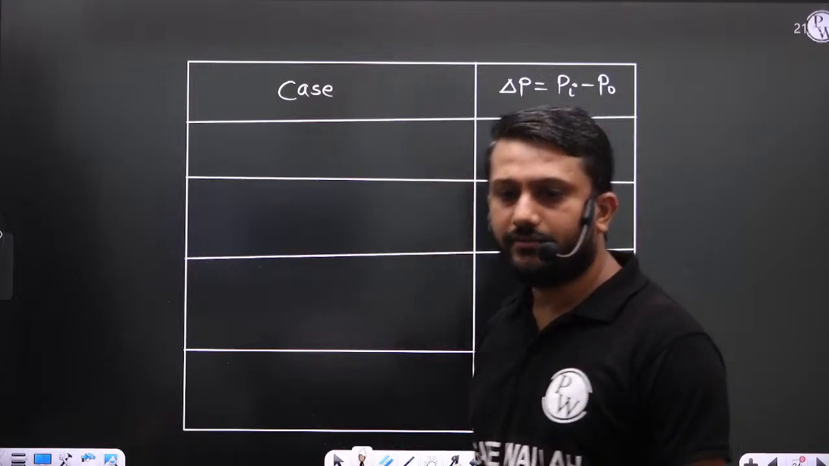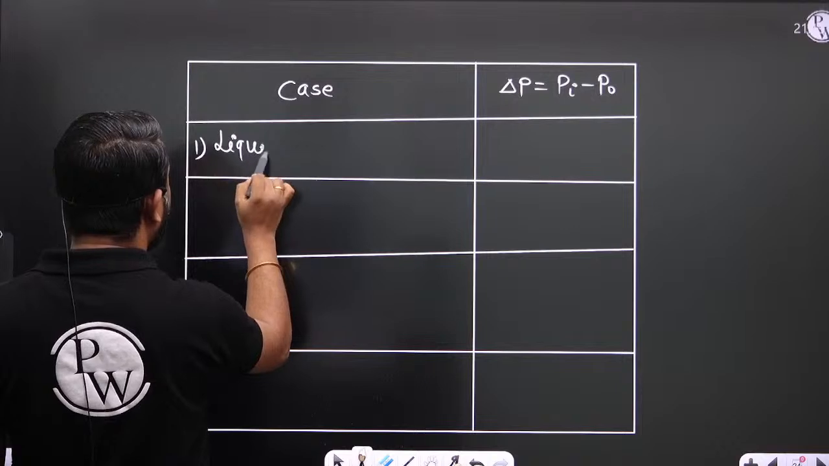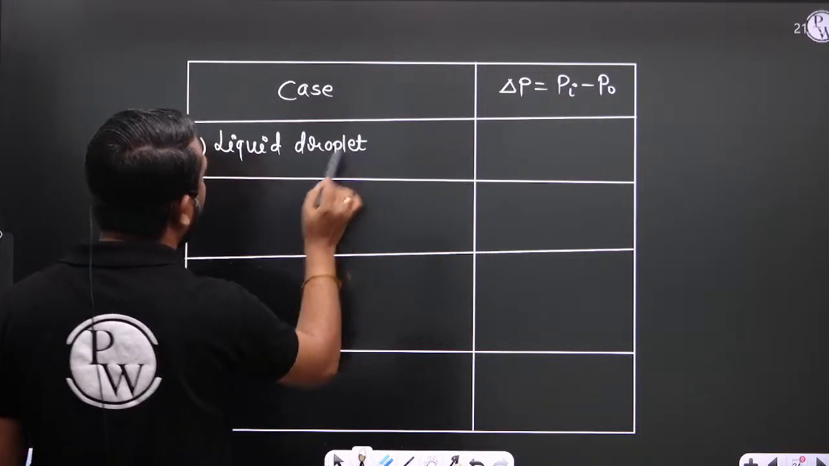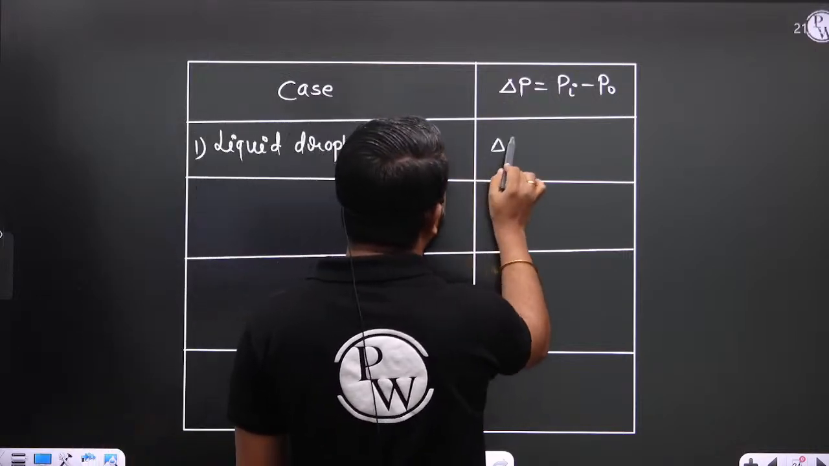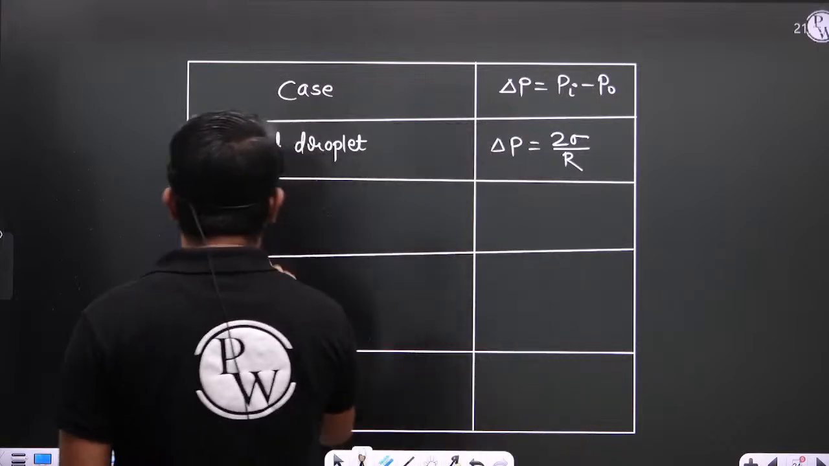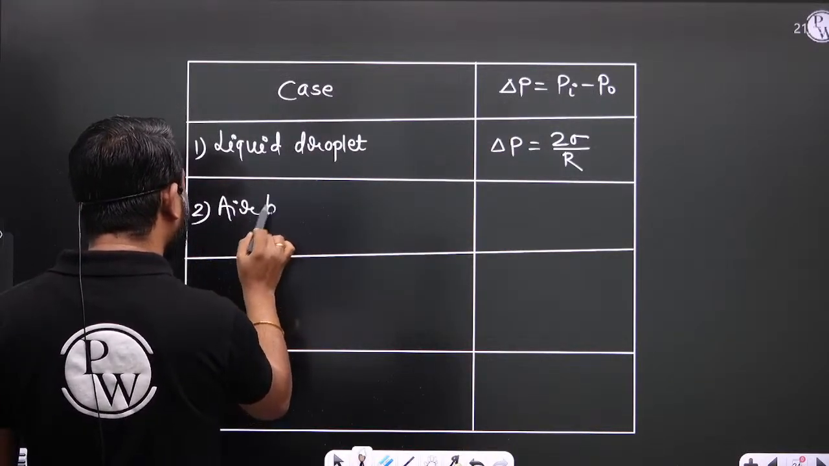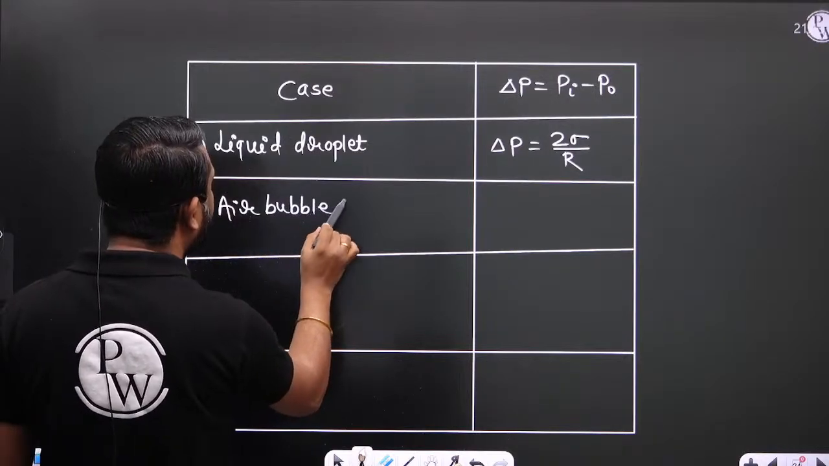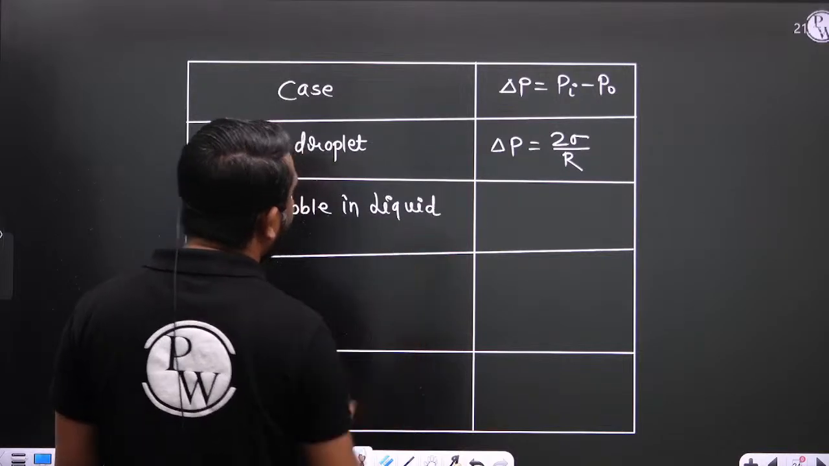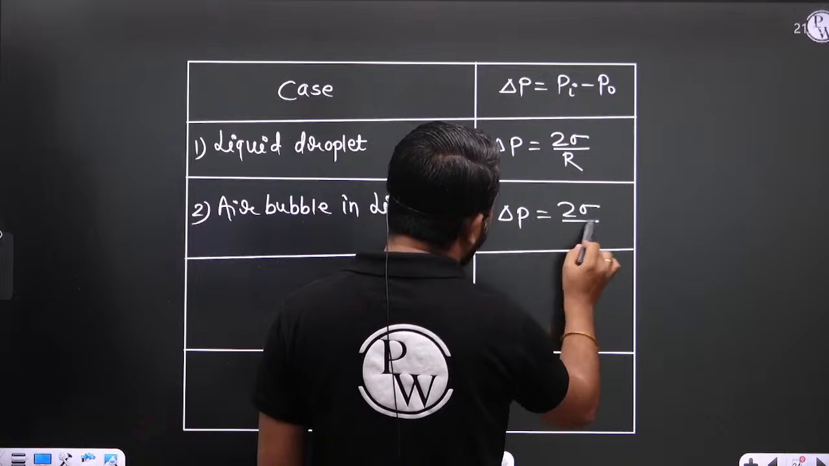Right, now case number one is the liquid droplet. In case of the liquid droplet, the delta P is 2 sigma by R. The second case is air bubble in liquid. So delta P is 2 sigma by R.